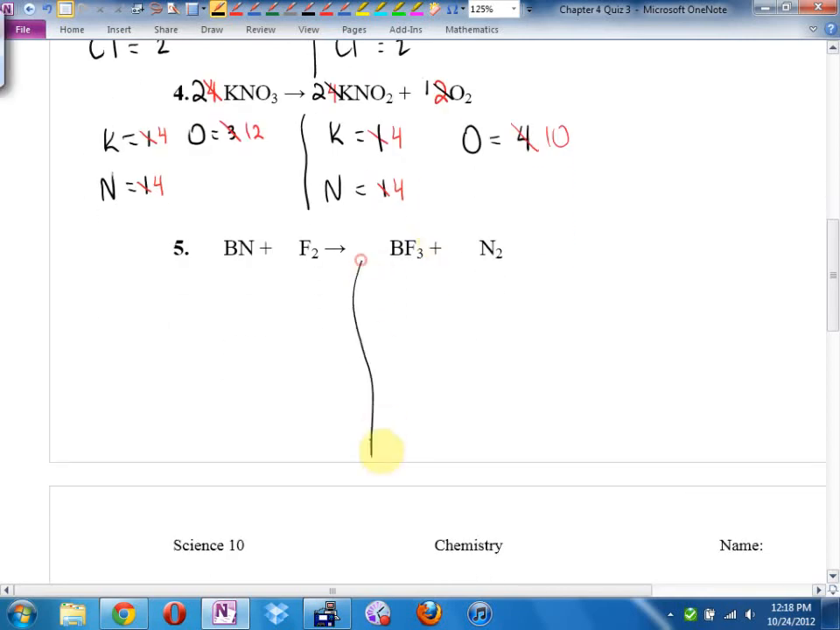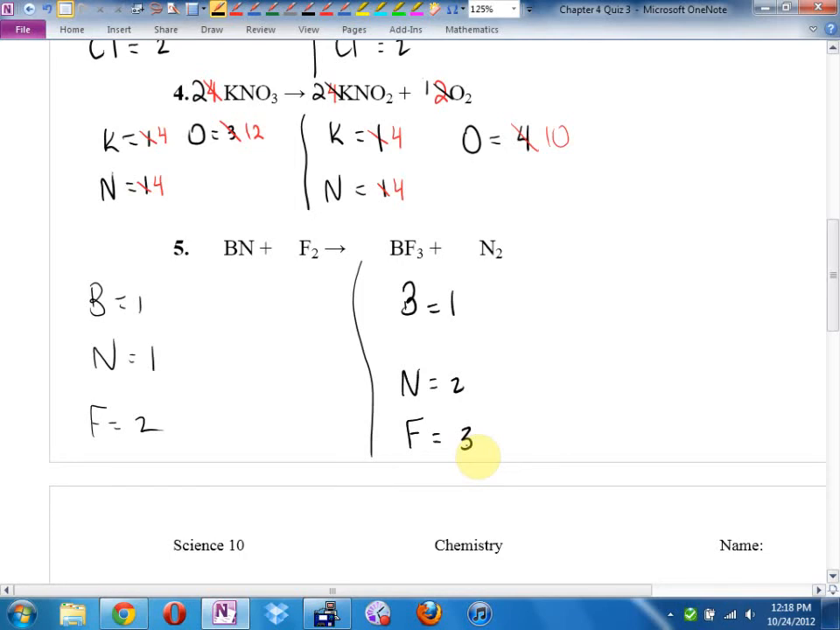Number 5. How many B's? 1. How many N's? 1. How many F's? 2. How many B's? 1. How many N's? 2. How many F's? 3. Suggestions? I think I'm going to start with the F's because that looks a bit tougher.